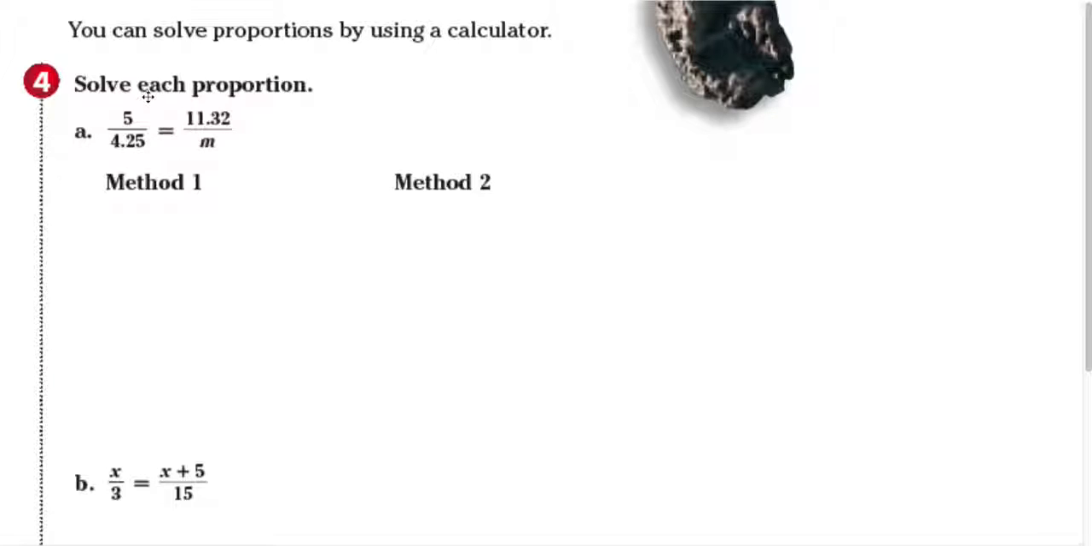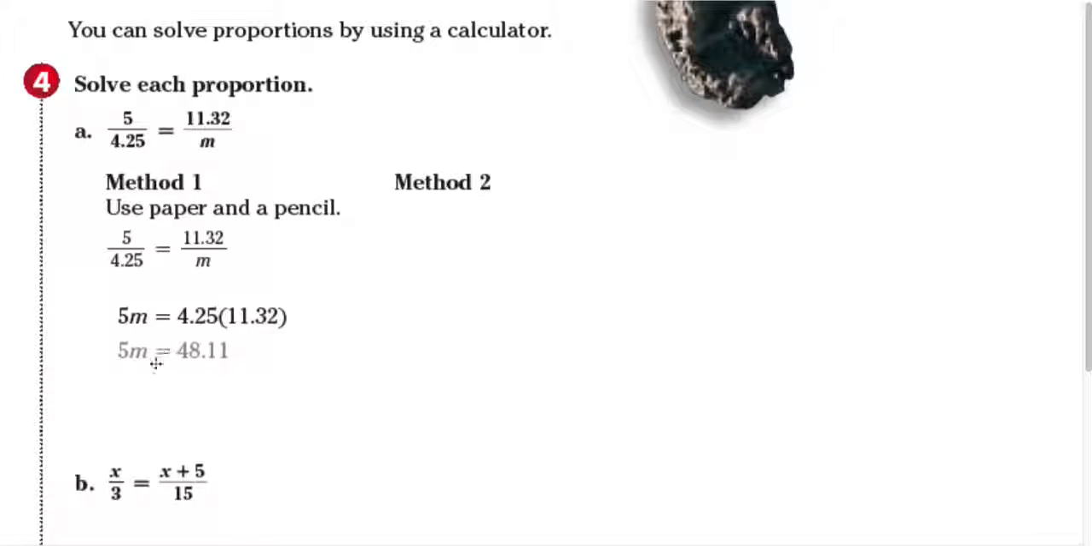So solve each proportion. We have 5 over 4.25 equals 11.32 over m. Again, we want to solve this proportion using two methods. First, let's use the pencil and paper method. Copy the problem down, and then we simply do cross products. 5 times m is 5m, and this becomes 4.25 times 11.32. Then 4.25 times 11.32 is 48.11, and we bring down m. Divide both sides by 5. We end up with m equals 9.622.